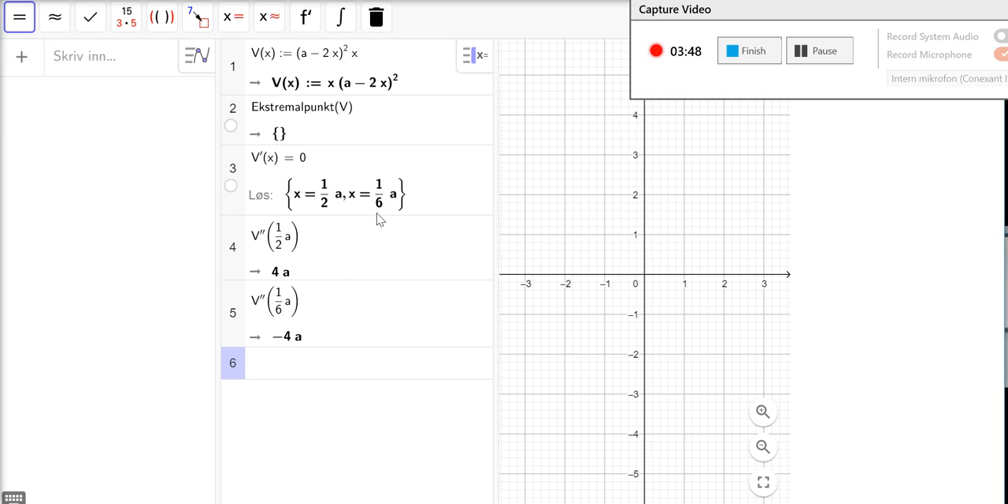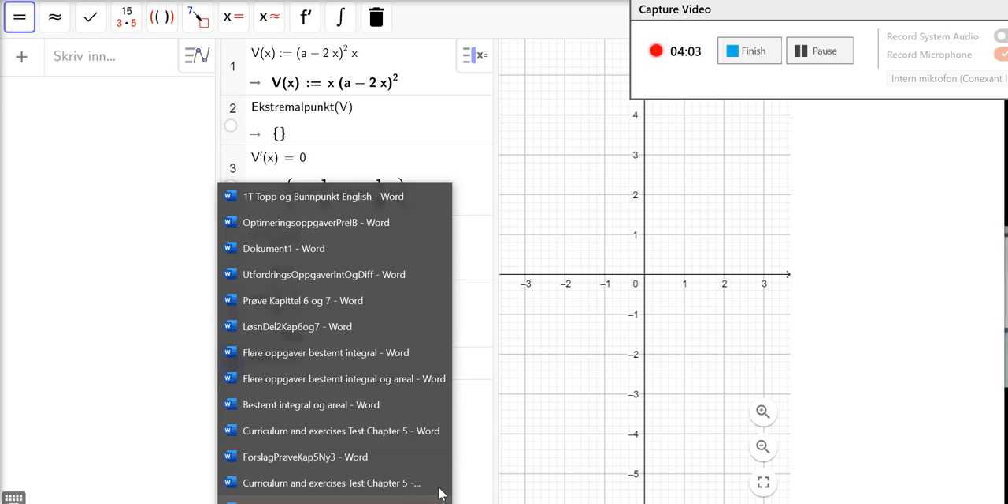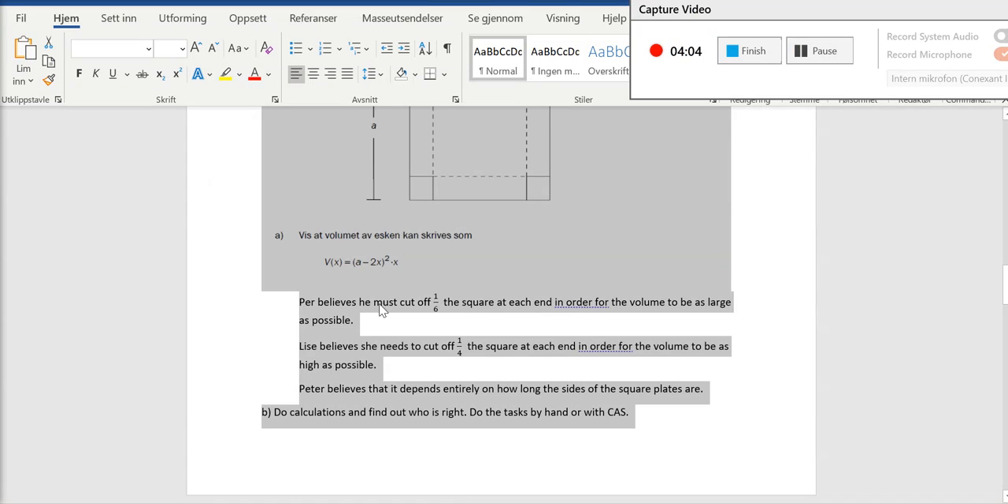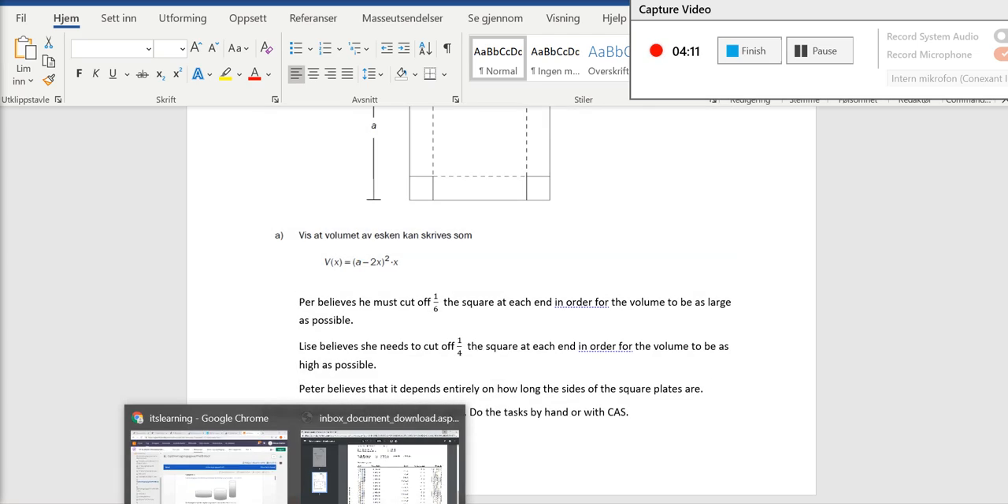So the volume will be maximized if X, which is what we cut out in each corner, is 1/6 of the length of the square. That means that Per is correct here. Per believes this, and that is correct, 1/6 of A. So that's the answer to the task.